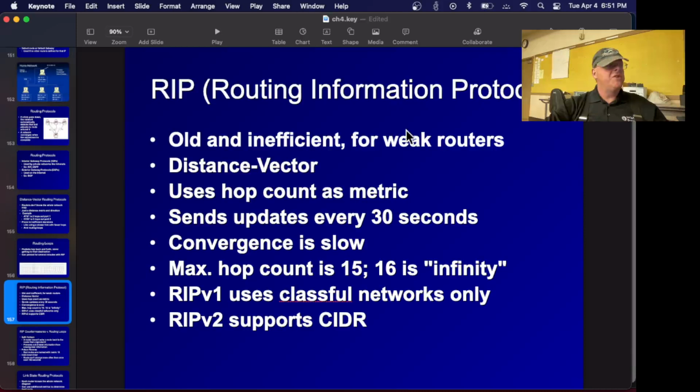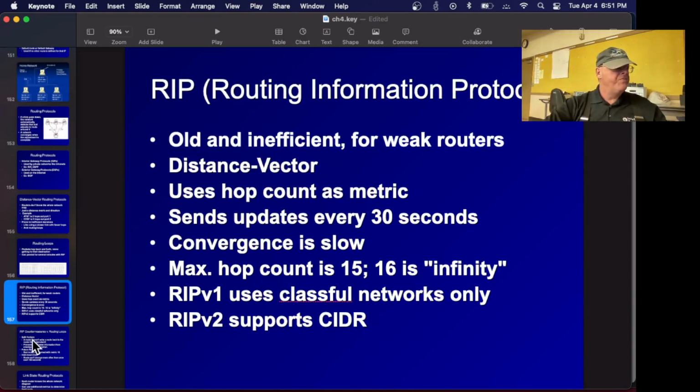That's RIP. RIP was the system that had this problem. Used hop counts. It sent updates every 30 seconds, so it would take a long time to converge. If a network change happened, it could take multiples of 30 seconds before enough updates reached all the devices to converge on the new network. And RIP version 1 used classful networks, and RIP 2 supported classless internet domain routing, which we talked about before with the slash number.